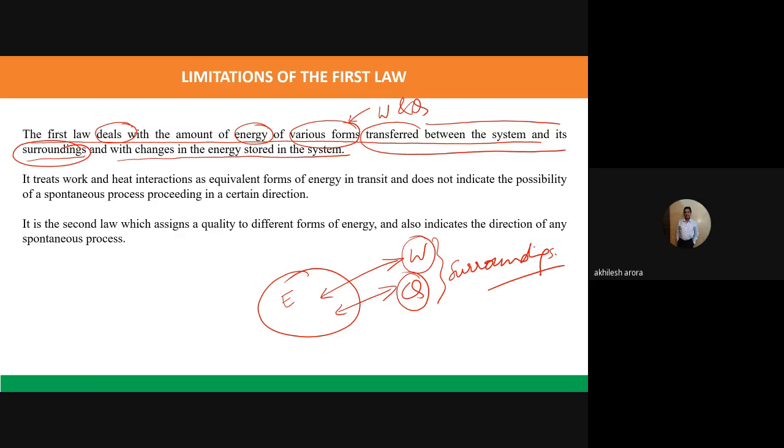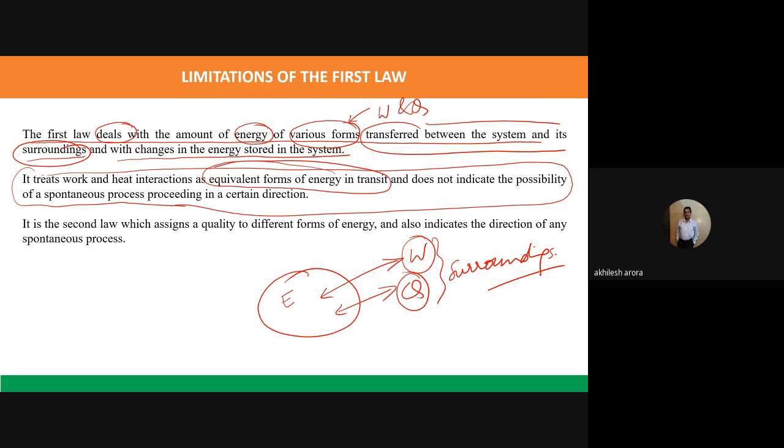And this is the same thing which I have already told you. You can see it here. It treats work and heat interaction as equivalent forms of energy in transit. So it says that work and heat both are equivalent forms of energy. Okay, is it so? Is it so? This is a question for you people. Are heat and work equivalent forms of energy?